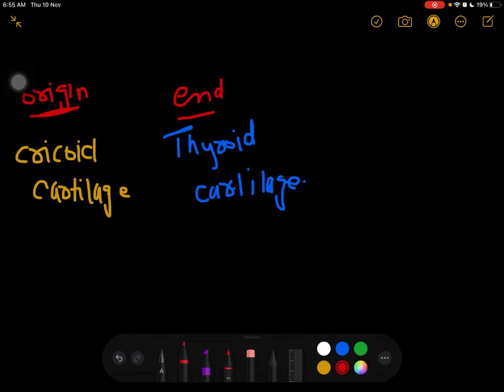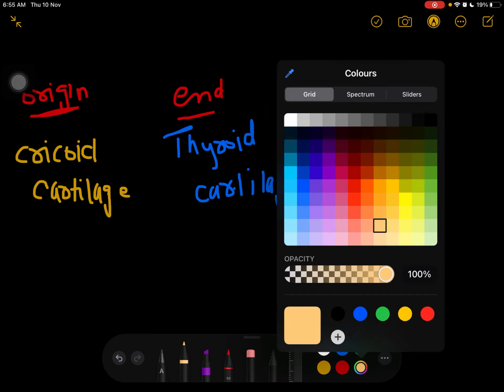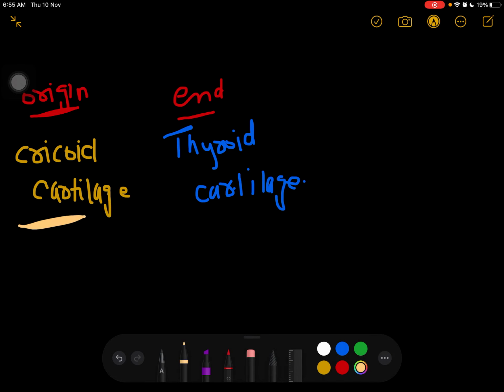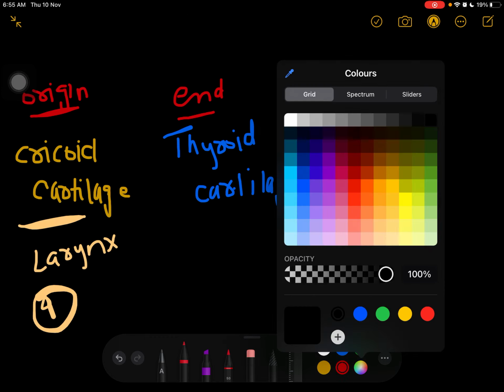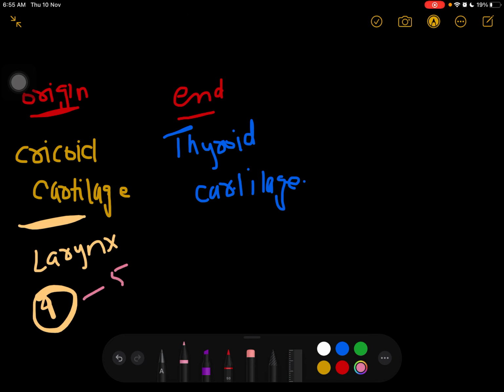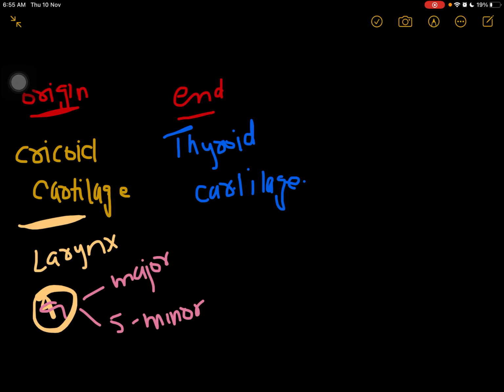Basically the cricoid cartilage is also a cartilage of the larynx. We are having 9 cartilages of the larynx, of which 4 are major and 5 are minor. So the thyroid cartilage and the cricoid cartilage are both part of the cartilages of the larynx.